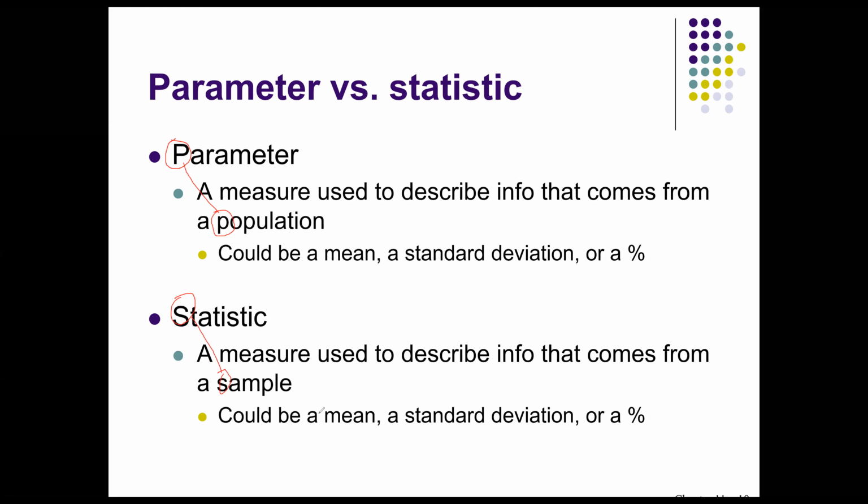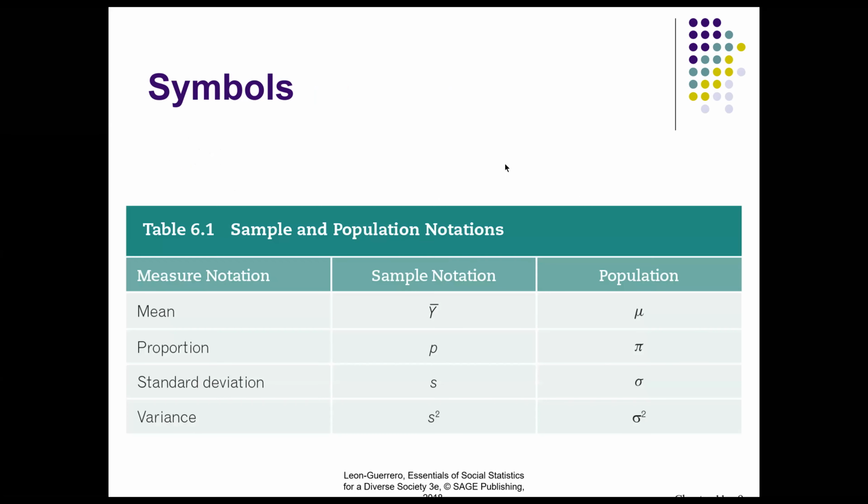Okay, so here, sample notation and population notation again. These symbols are all used for statistics. These symbols here are all used for parameters. So any number that comes from a population, we're calling it a parameter. Any number that comes from a sample, we're calling it a statistic.